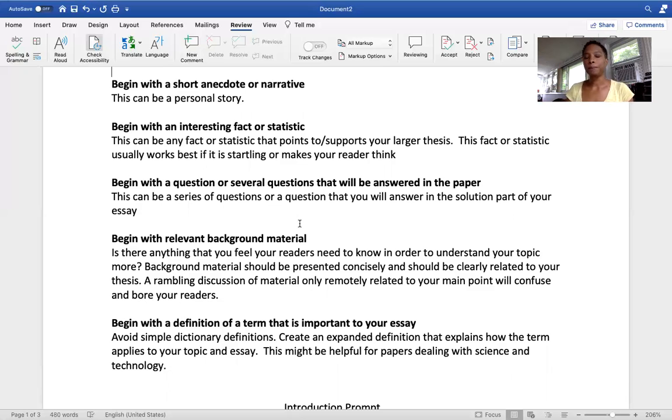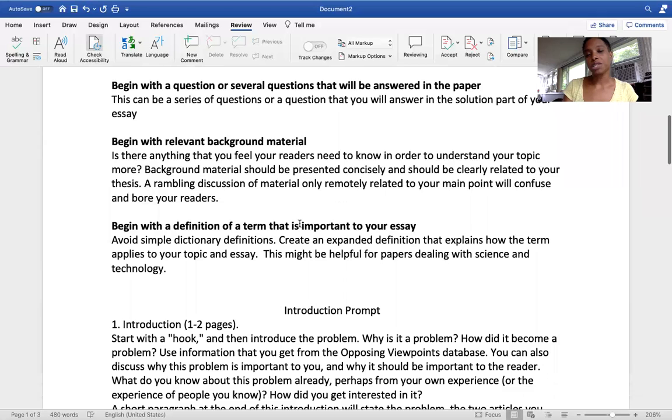Same thing with the next introduction strategy, which is to begin with a definition of a term, right? Any term that you think is really important to your argument, or that's going to be really useful to your reader, you can begin by defining it. Now, you don't want to say, well, Webster's dictionary says. If you're going to get a definition, make sure that it's relevant, make sure that it's something smart, and make sure that it's probably not from Webster's dictionary. Okay, so these are some introduction strategies.